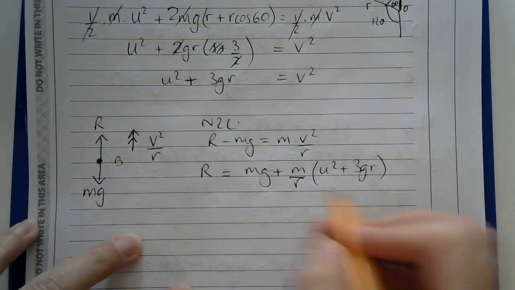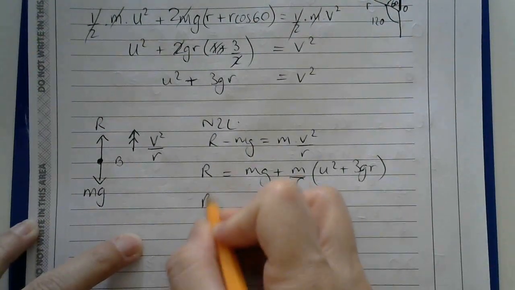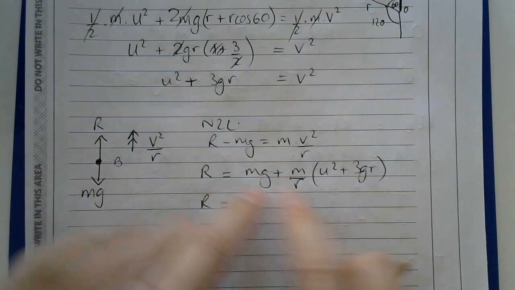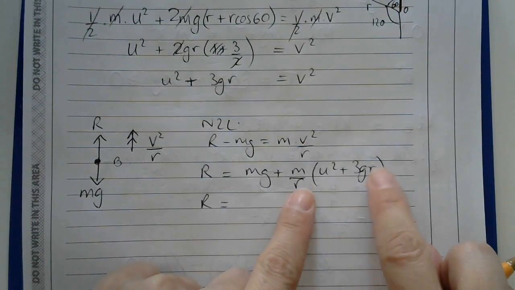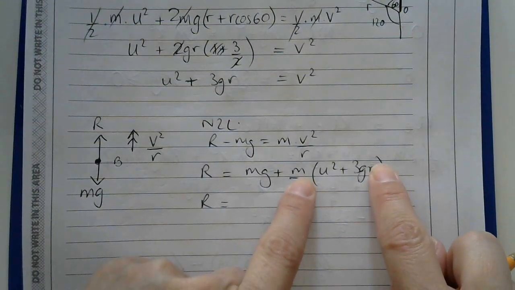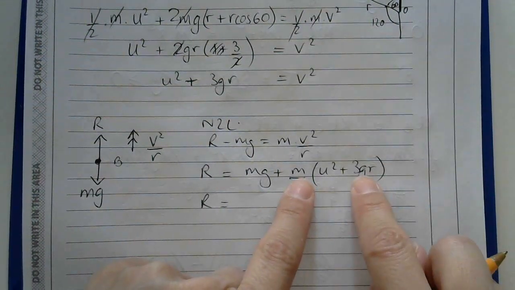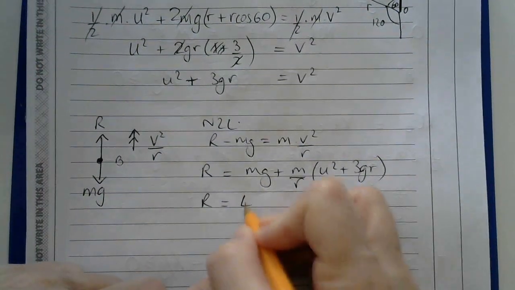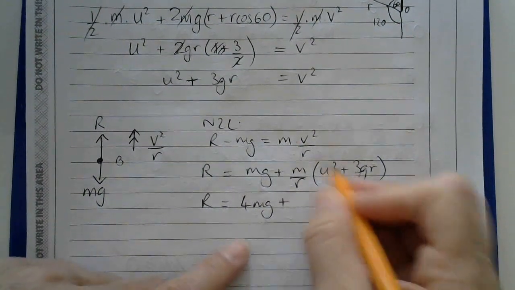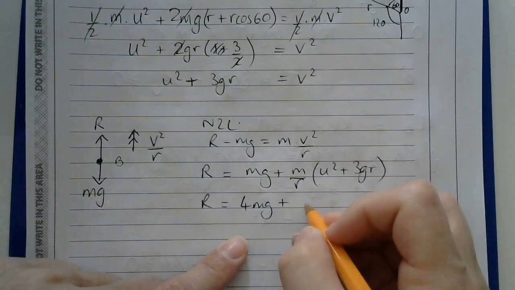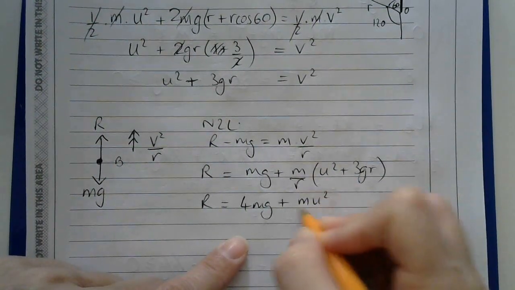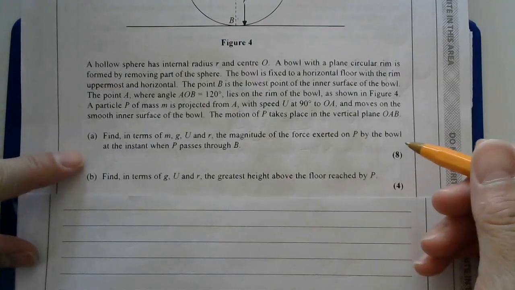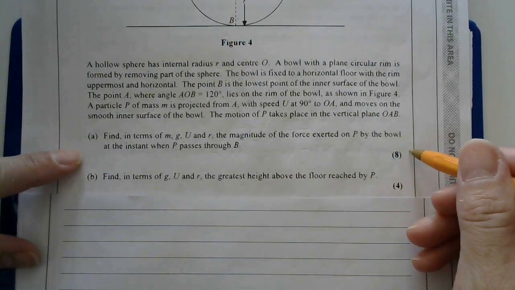So just tidying this up a little bit, I get that R is, here I've got one lot of mg. When I multiply this and this bit, the r's are going to cancel, so I'll get 3mg. So 3mg plus 1mg makes 4mg. And then as well as that, I'll get this little thing, so m times u squared over r. So that is your answer for part A, which is worth 8 marks.